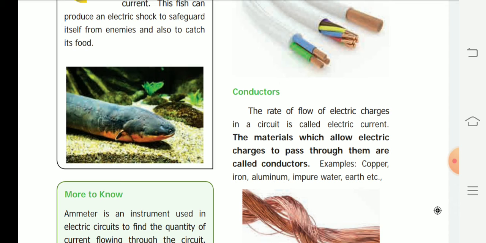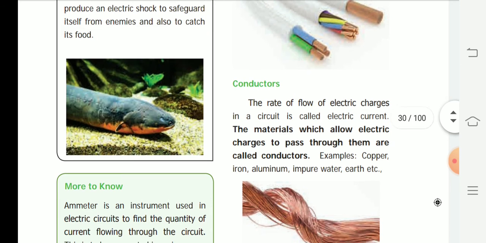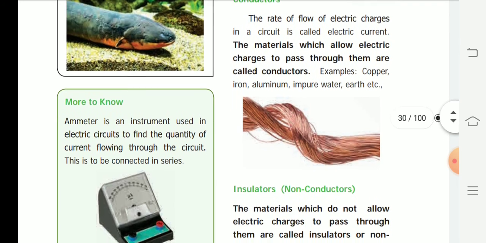The materials which allow electric charges to pass through them are called conductors. Examples: copper, iron, aluminium, impure water and air, etc. This is called a conductor.